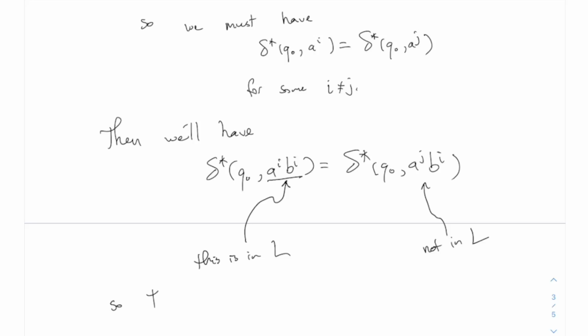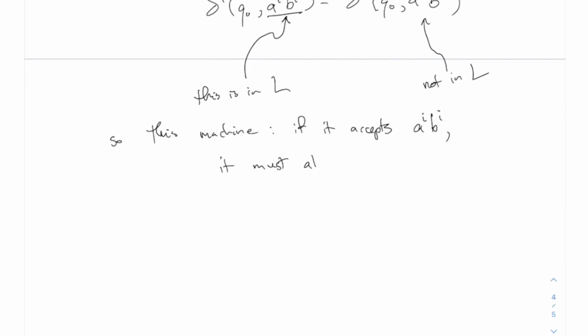So this machine, if it accepts A to the I, B to the I, it must also accept, sorry, I'm off the bottom. It must also accept A to the I, B to the J, all right? And that's the problem, where J is not the same as I.